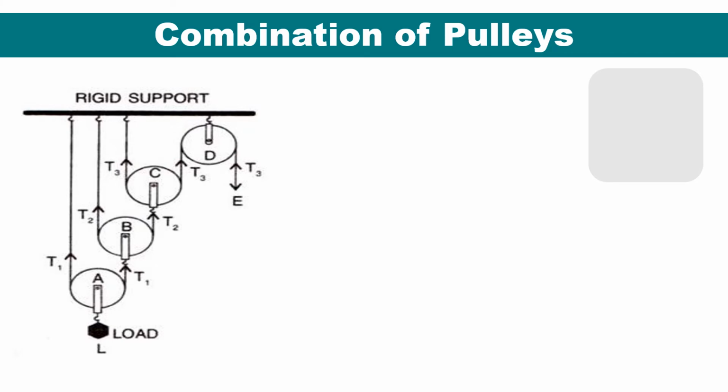Now to simplify the diagram, we have three movable pulleys. The load is attached to pulley A and all the three pulleys, pulley A, B, C, are attached with different strings. That is why the tension in all these three strings will be different. Now the load is supported by 2T1, which is in the lower block.